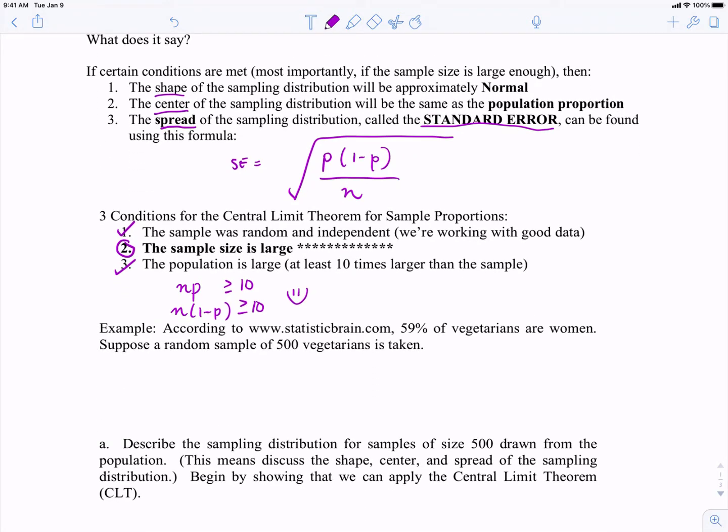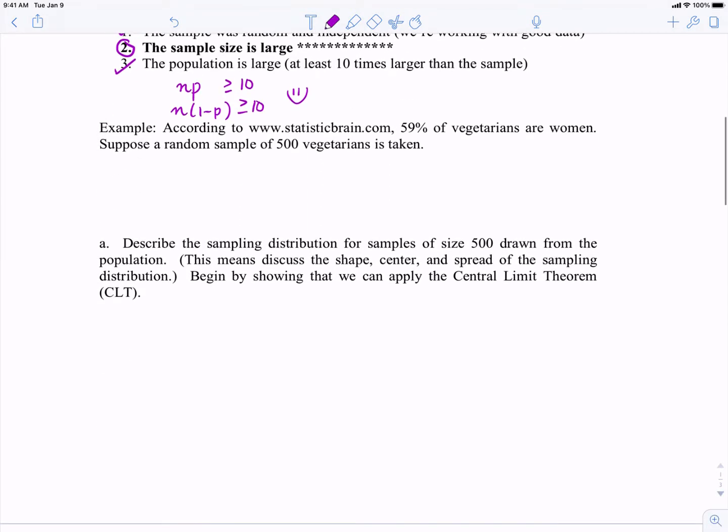According to this website, 59% of vegetarians are women. Suppose a random sample of 500 vegetarians is taken. Describe the sampling distribution for samples of size 500 drawn from the population. This means discuss the shape, center, and spread of the sampling distribution. Begin by showing that we can apply the central limit theorem.